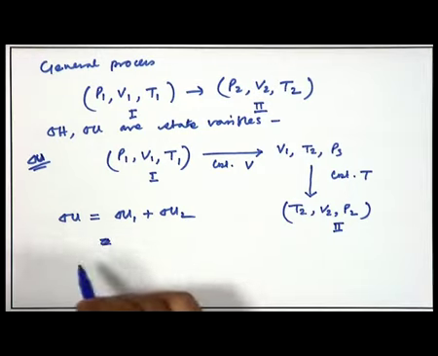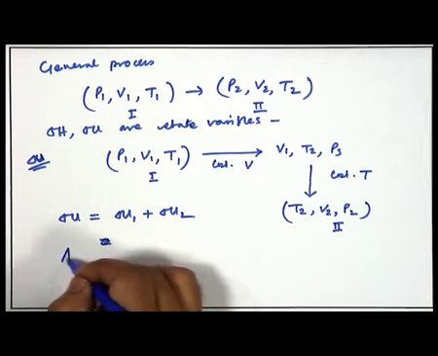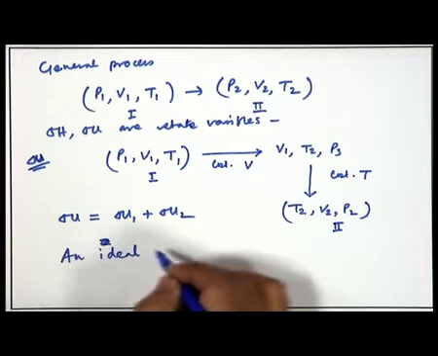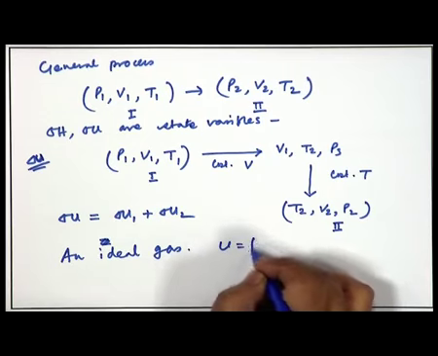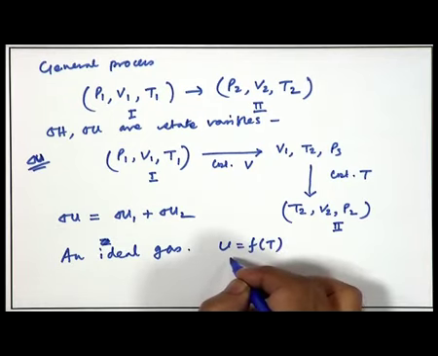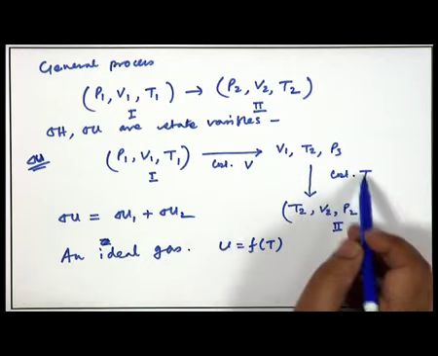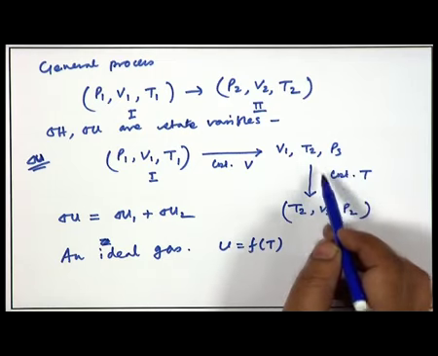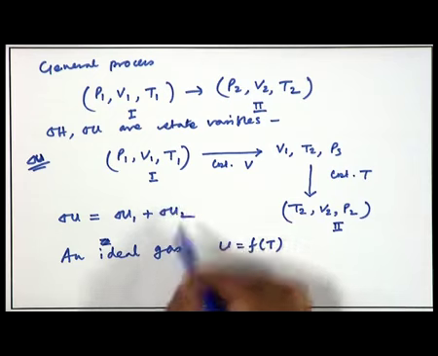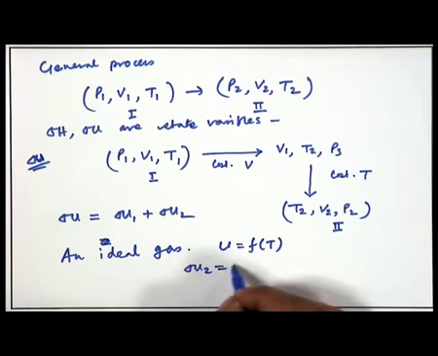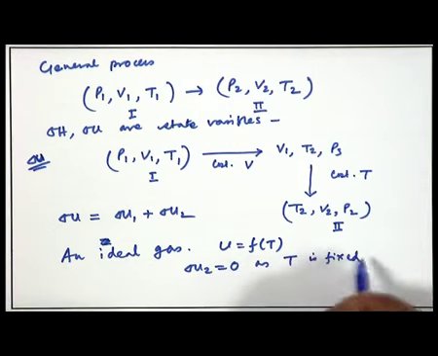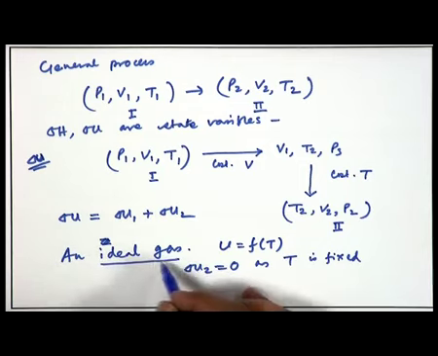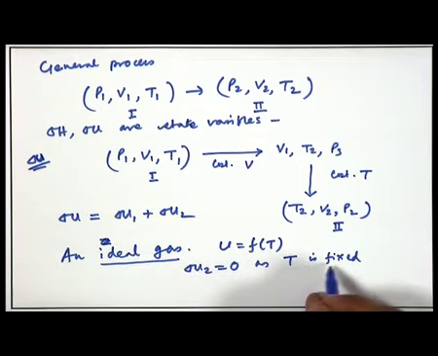Now, if you consider a simple case of an ideal gas, what do you know? For an ideal gas, U is only a function of temperature. So, if temperature is fixed, then del U would be 0, which means for the second step, where temperature is constant, del U would be 0, as temperature is fixed. Remember, we are talking about ideal gas. Please do not generalize this. This is only applicable for ideal gas.